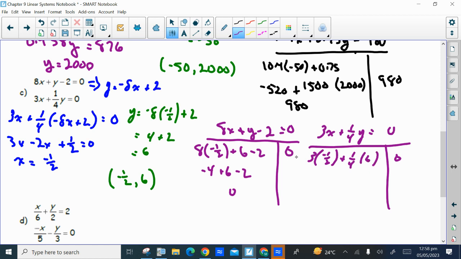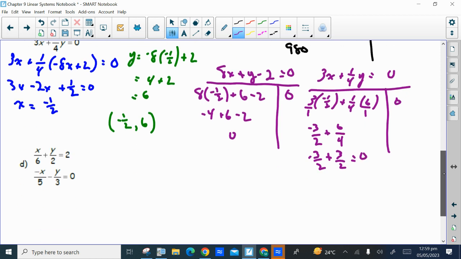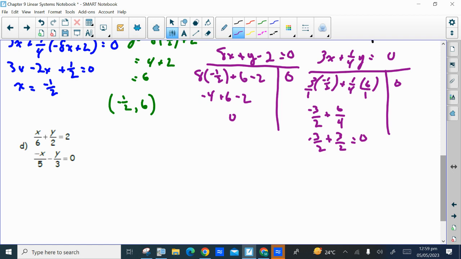3 times -1/2, you can write 3 as a fraction, 3 over 1, and then it's top times top, bottom times bottom. Same thing with the second part. The 6 is 6 over 1. 1 times 6 on top, over 4 times 1 on the bottom. 6 over 4 reduces to positive 3/2, and -3/2 plus 3/2 does equal 0. So it checks. And you can definitely use your calculator to help you with that check.